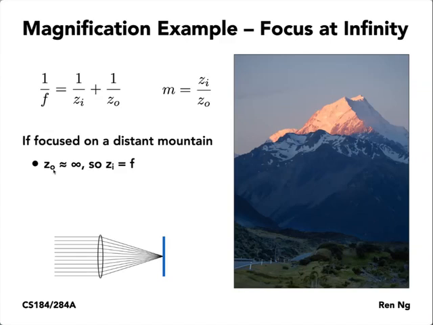So Z sub O is close to infinity, the mountain is miles away. Z sub I is going to be equal to F from the thin lens equation. I walked you through that example earlier. This means the sensor is at the focal point, and the magnification being Z sub I over Z sub O is going to be close to 0.